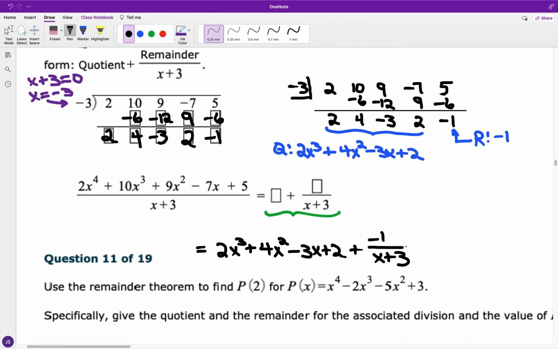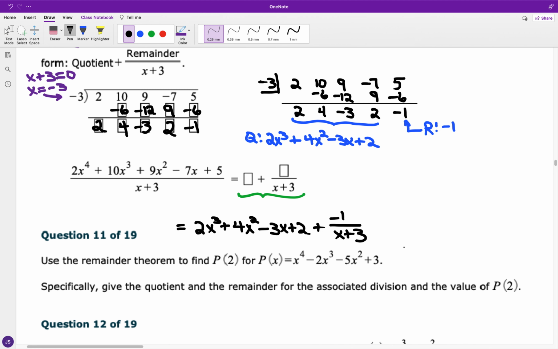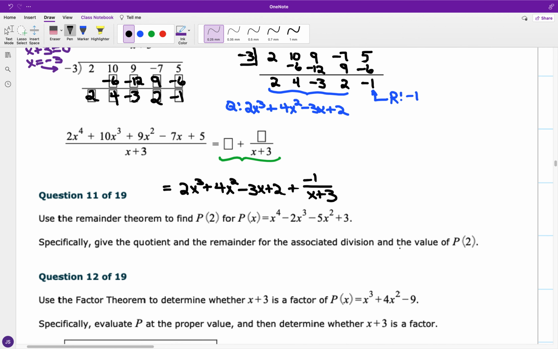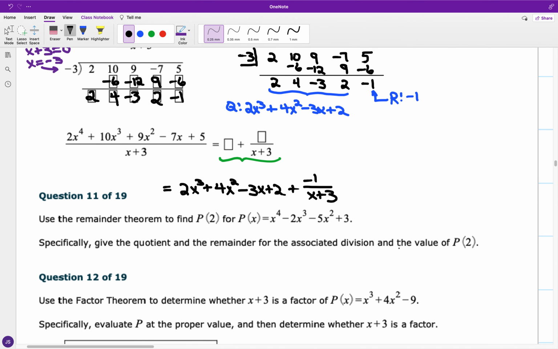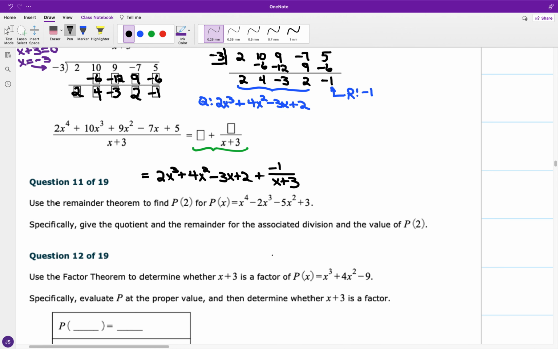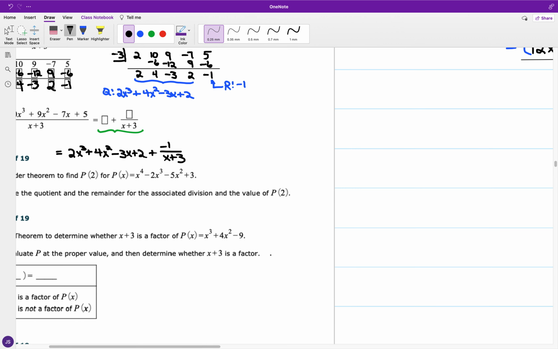Okay. Now, looking at what we have for number 11. It says here to use the remainder theorem to find p of 2, for p of x equal to x to the fourth minus 2x cubed minus 5x squared plus 3. And it says specifically to give the quotient and remainder for the associated division and the value of p of 2.